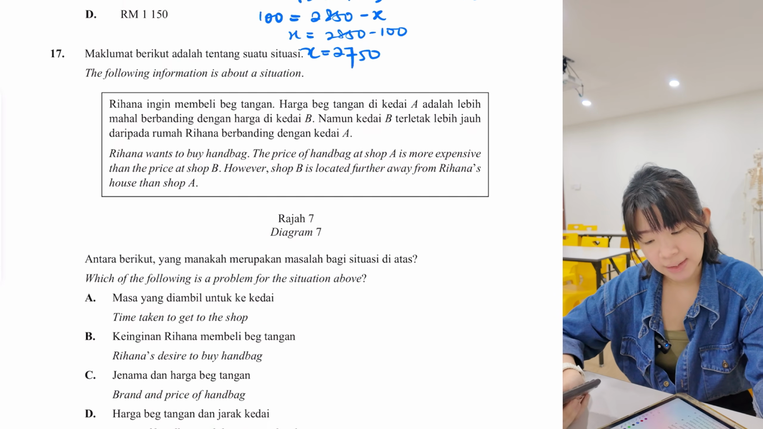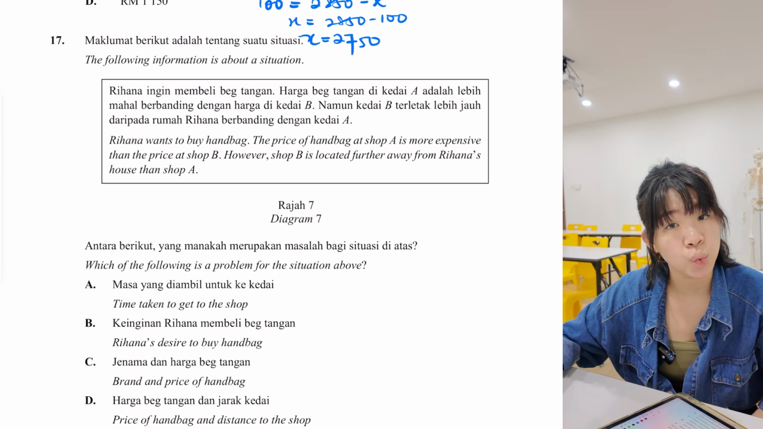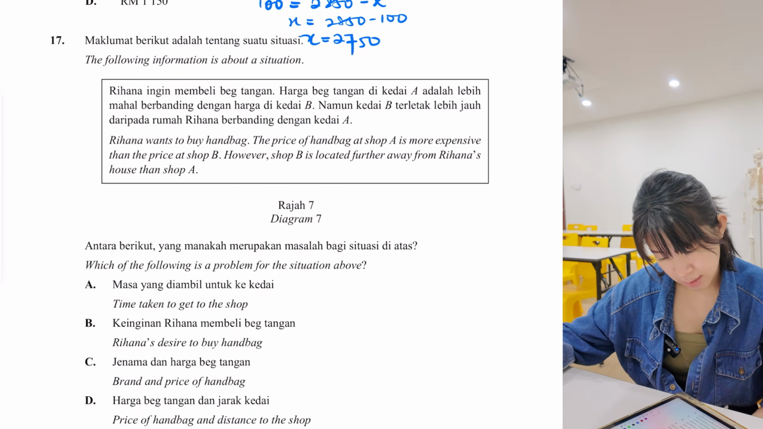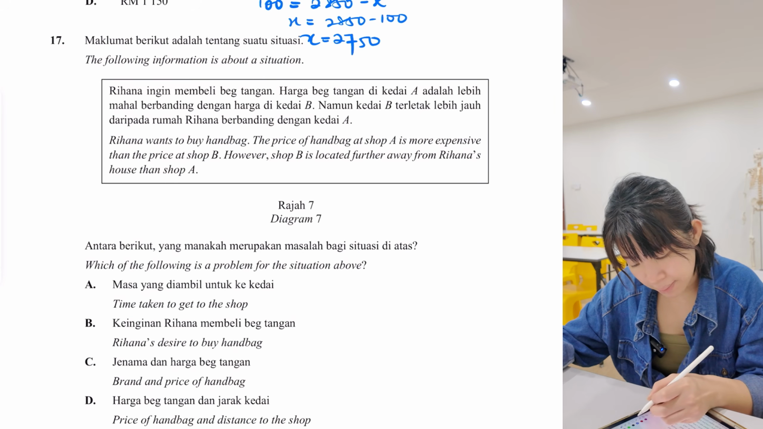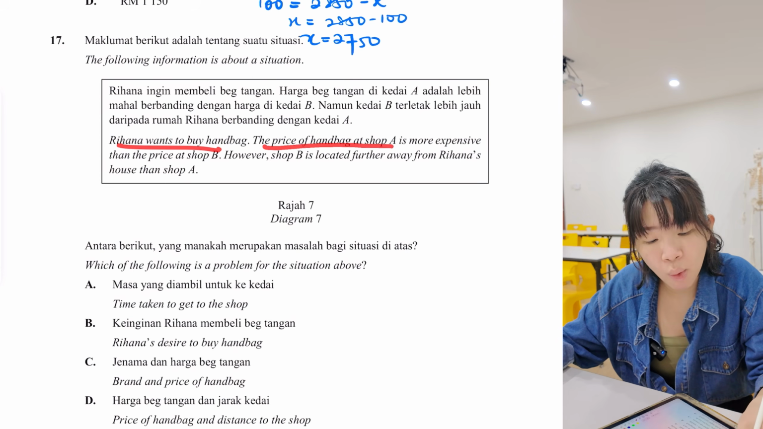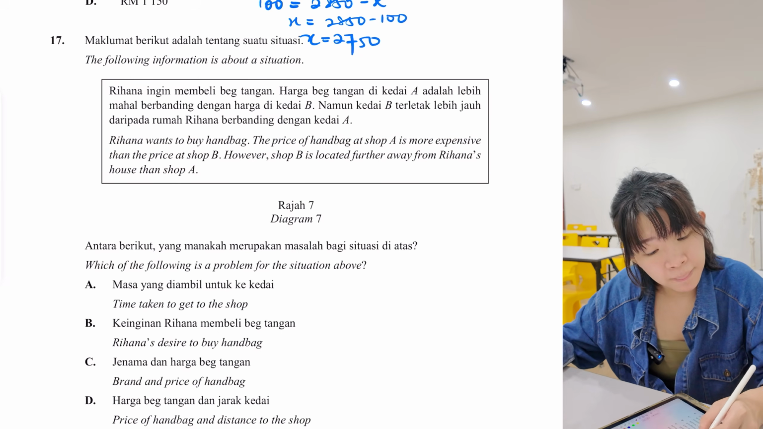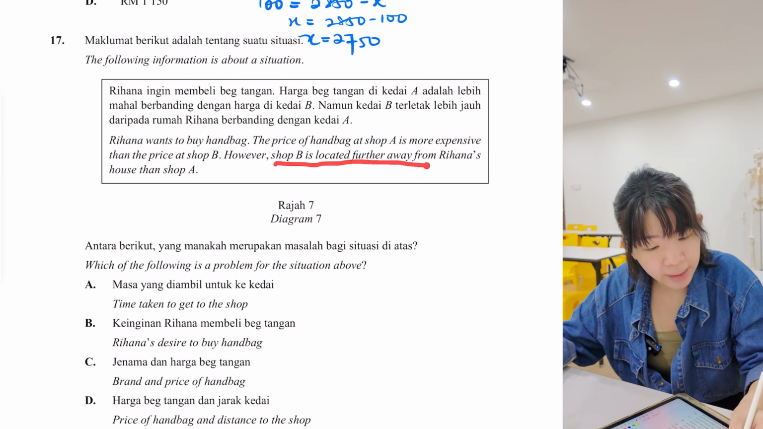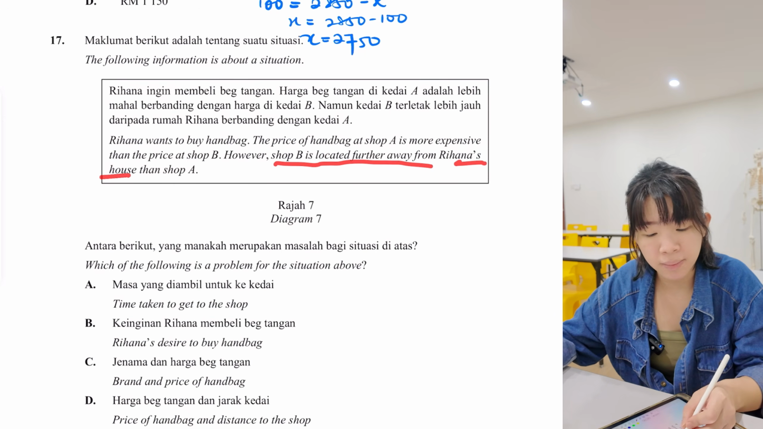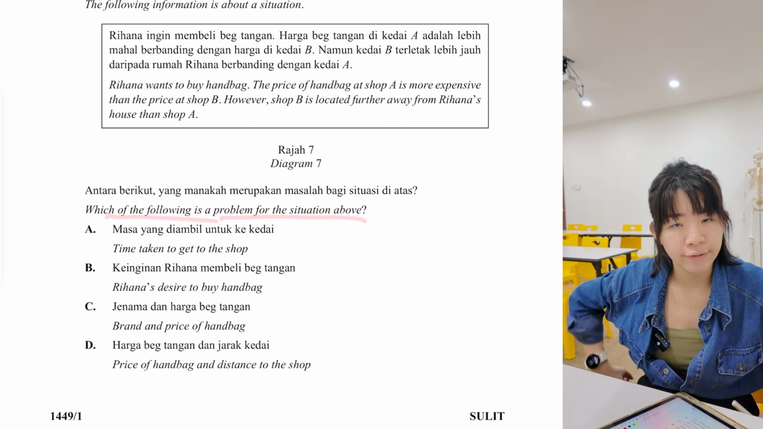Okay, let's look at question 17. Now, the following information is about a situation. Okay, what's the situation? Rihanna wants to buy a handbag. The price of the handbag at shop A is more expensive than the price at shop B. However, shop B is located further away from Rihanna's house than shop A. Which of the following is the problem of the situation above?